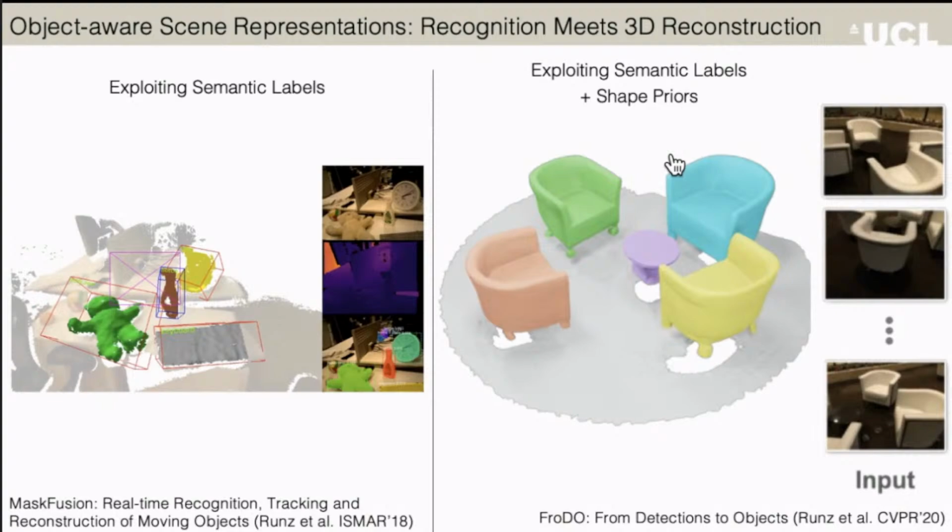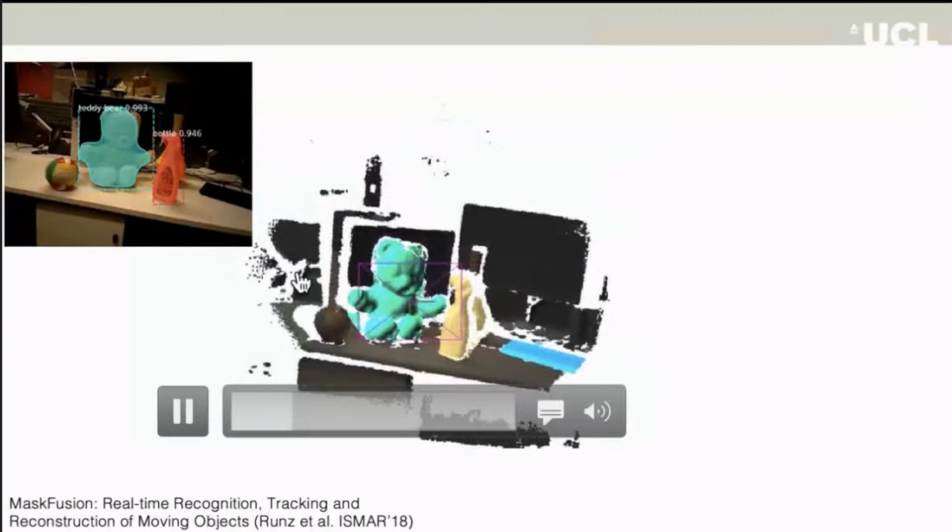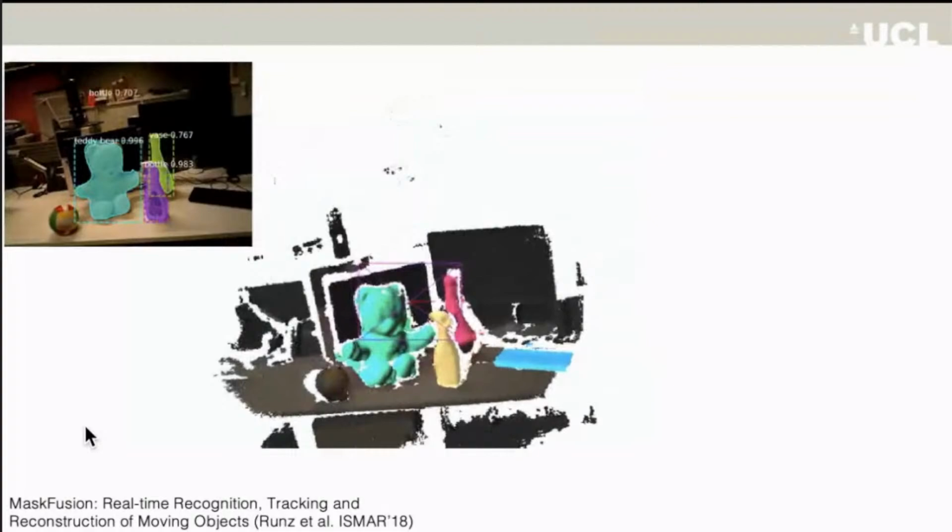Maybe some of you are aware of some work from my group that we did back in 2018. This work is called MaskFusion, where in this case we have an RGBD camera. So it's a camera where we have both the RGB stream and a depth stream. What we wanted to do was to combine together the power of recognition, and in this case we were using Mask R-CNN. So we were running Mask R-CNN on the RGB frames so that we could have masks for all the objects that we were interested in and semantic labels as well.